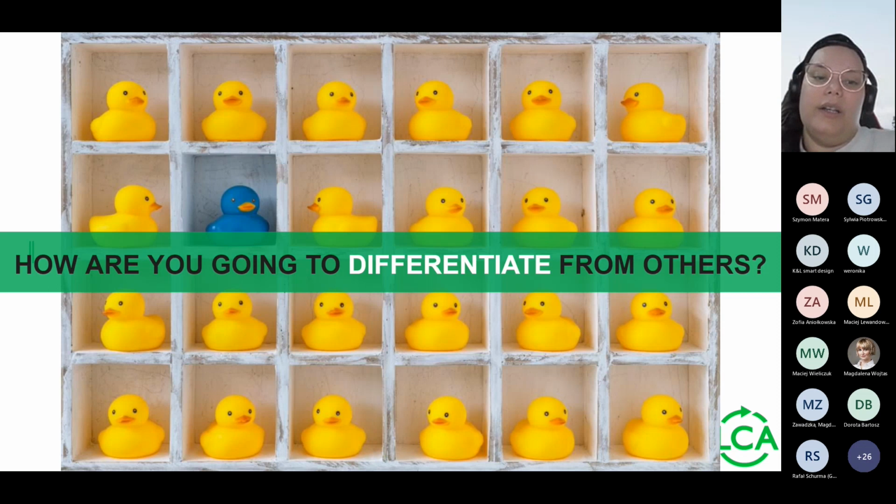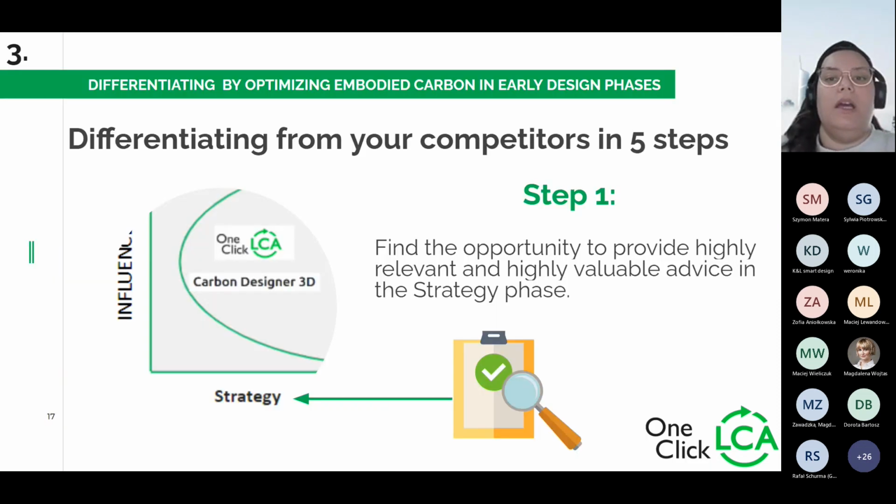And how are you going to differentiate from others? So let's break this down into 5 steps so that we can have a clear picture of it. First off, we need to find the opportunity to provide highly relevant and highly valuable advice in this strategy phase. That is, you can try to find the way in which realizing a life cycle assessment would help your customer the most.